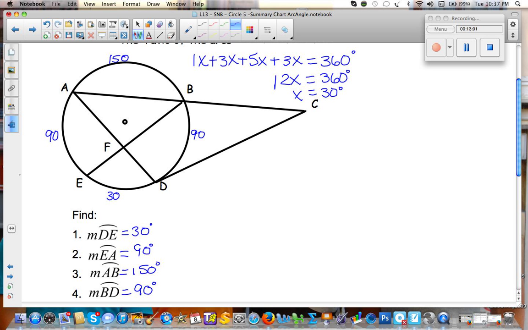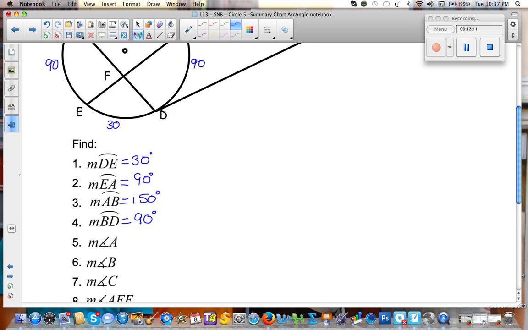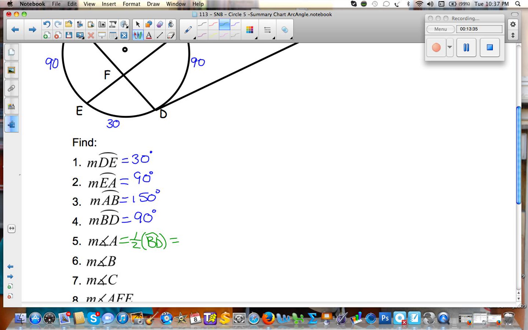And so when we look at the intercepted arc for angle A, its intercept is 90. So when we go to find the measure of angle A, if we remember our formula from the other page, that the measure of an inscribed angle is equal to half the intercepted arc, and the arc that it intercepts is arc BD. Arc BD. And then we know that the measure of arc BD is 90, so we need to take half of 90, which is 45.